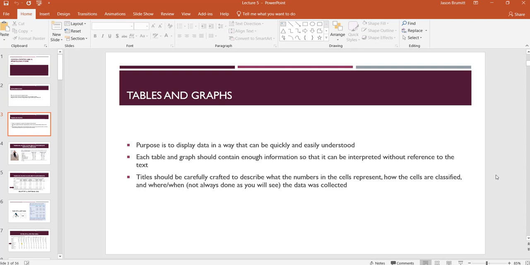So when we're talking about tables and graphs, we're looking at a way to display data that can be quickly viewed and easily understood. Each table and graph should contain enough information so that it can be interpreted without reference to the text. And that's key. So that gets into how you label things. Titles should be carefully crafted to describe what the numbers in the cells represent, how the cells are classified, and where and when the data was collected.